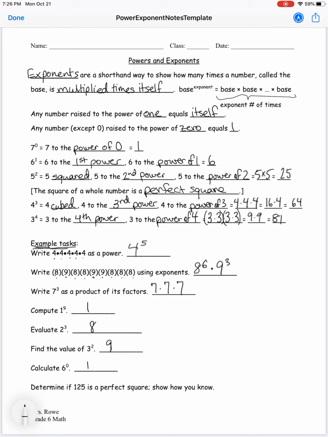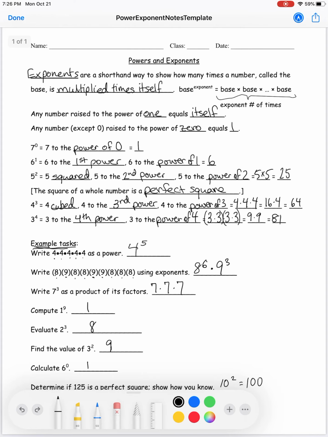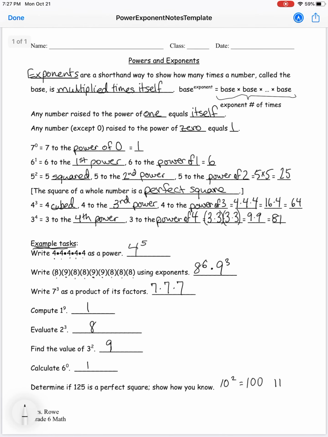Determine if 125 is a perfect square. Show how you know. We used to do these notes live in person, and oftentimes a student would start by guessing 10 squared because they're really comfortable with that. And they know it's going to get pretty high up there, close to 125. But then you have to keep guessing to see if you get the exact 125 that you're looking for. So here my next guess is 11 squared is 121. So that didn't hit it.